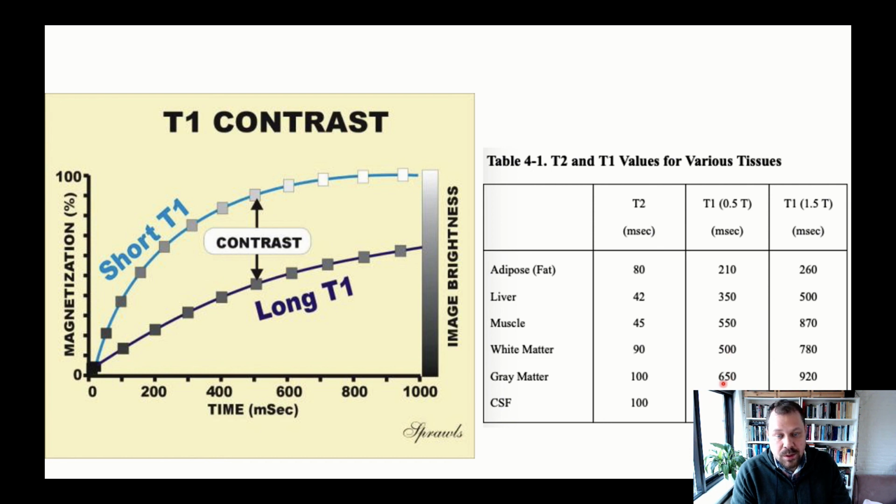So this is the method that we use to make structural images of the brain, high-resolution structural images of the brain, and the basis of the T1 contrast, which is one of the main images that we make using the MRI scanner.